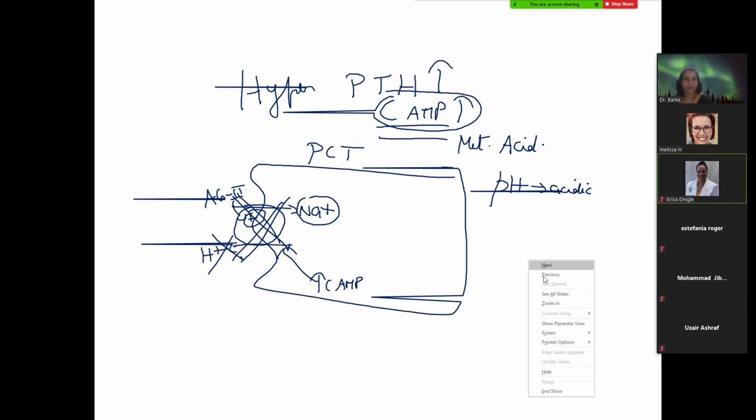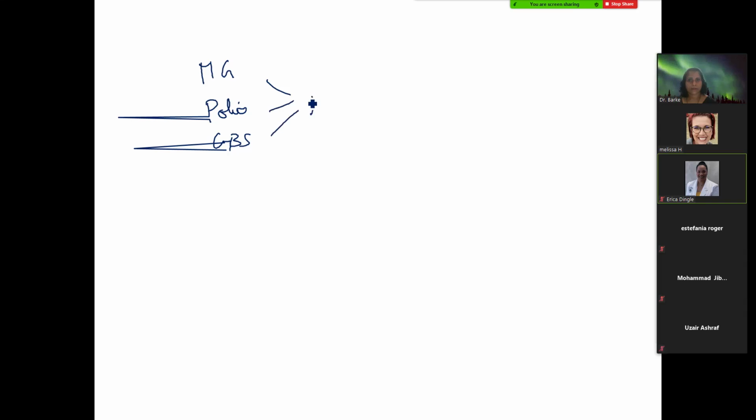Okay. Now what is plasma anion gap? When we are doing all this, just for completion's sake, in myasthenia gravis, poliomyelitis, Guillain-Barré, what can happen? In all this, the respiratory muscle movement is less. So what will it give rise to? If the respiratory muscles cannot move, it will give rise to respiratory acidosis. Good.